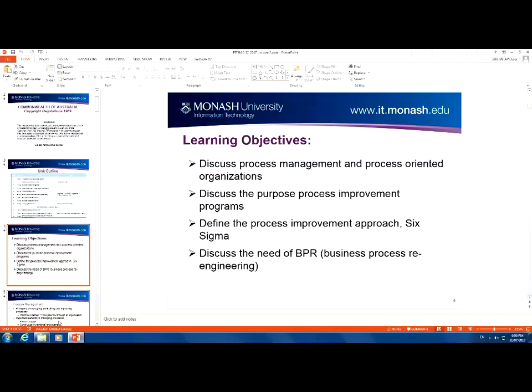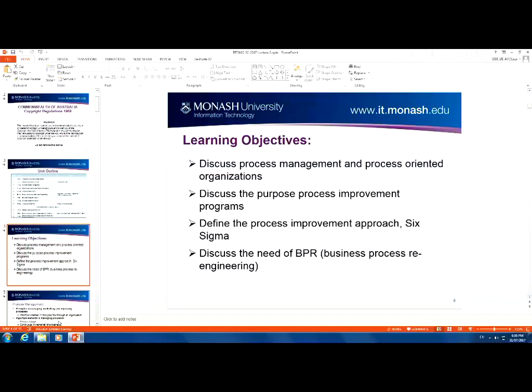Then you need to understand what is the purpose of this process management or process improvement program. Okay, there are certain purposes: to reduce costs and improve the variations of your product and service variation. And define the various process improvement approaches. A typical approach being practiced even up to today is Six Sigma. Even though the Six Sigma approach or tool started almost 20 over years ago, it still continues to be in practice.